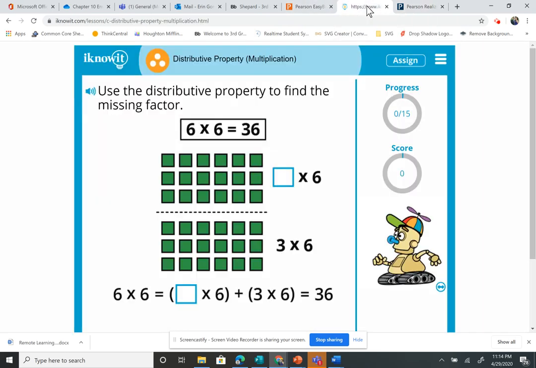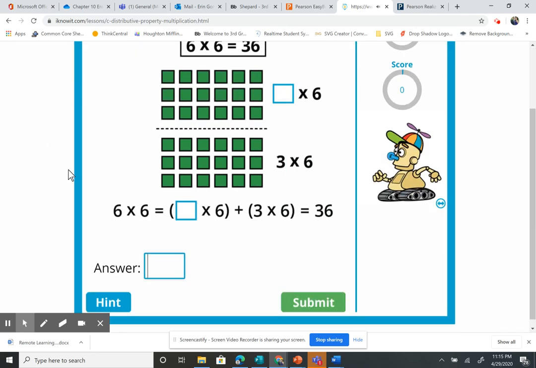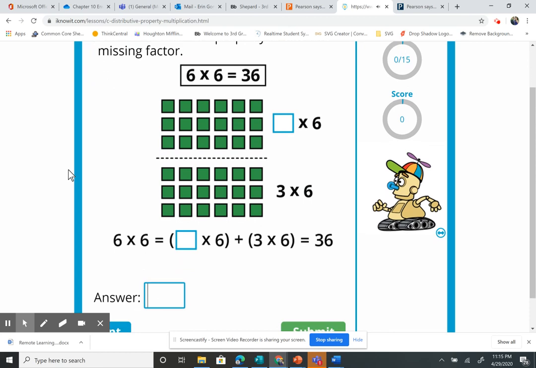Next thing, I Know It. This is what the I Know It assignment is going to look like. It is going to be the distributive property of multiplication. If you click, use the distributive property to find the missing factor.